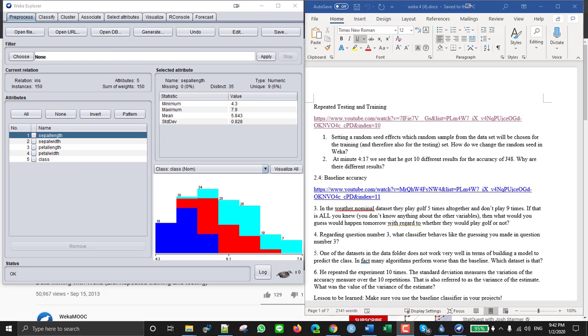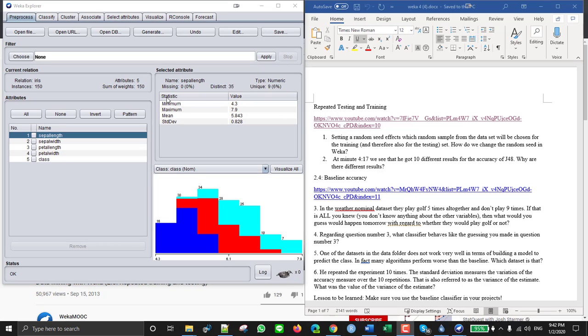Okay, this is Weka Week 4, answers to the homework questions. So, talks about setting a random seed, affects which random sample from the data set will be chosen for training.